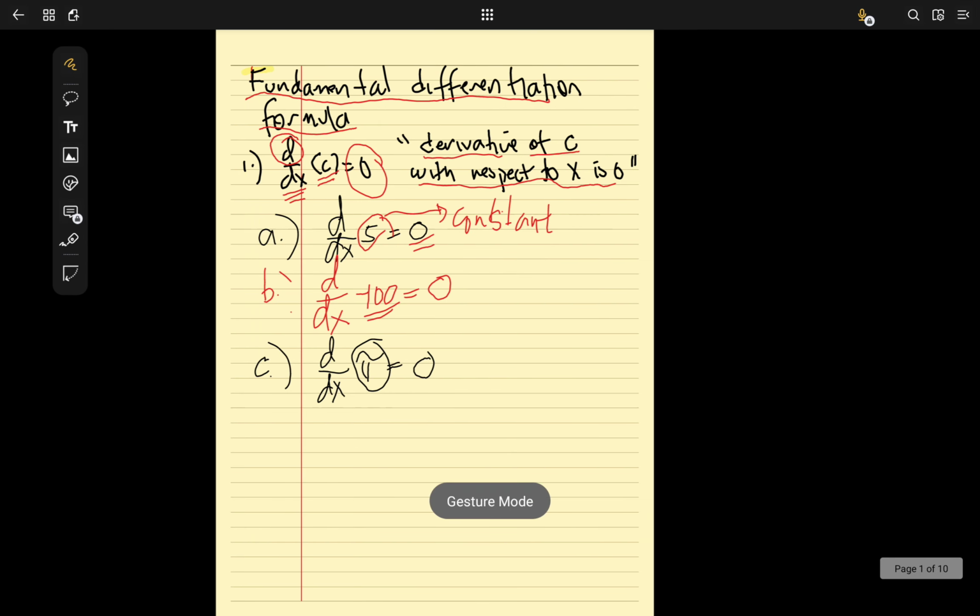Before we proceed, let's get the derivative of this. What is the derivative of u with respect to x? The derivative of 3x is 3. The derivative of negative 4 is 0. So 3 minus 0 is 3. Now let's follow the formula.